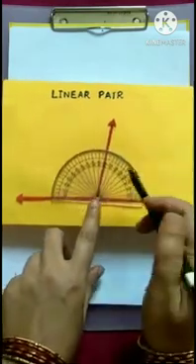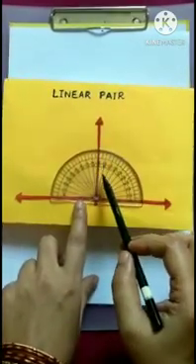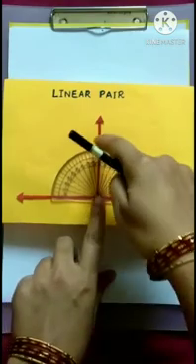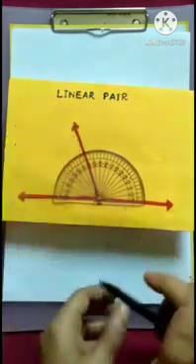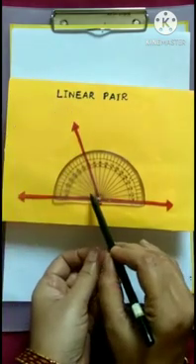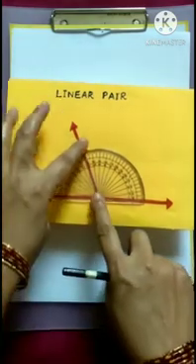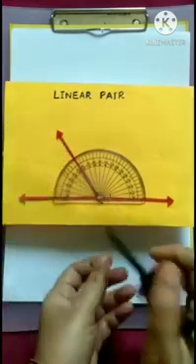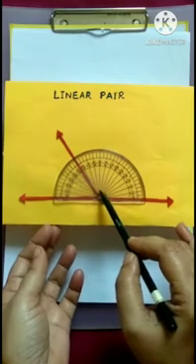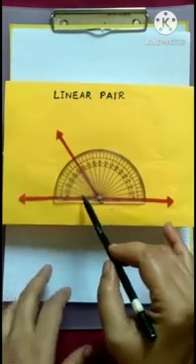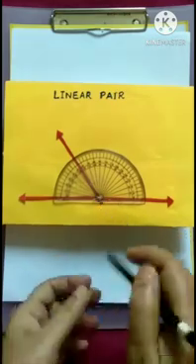Now you see here. 90 degrees plus 90 degrees is 180 degrees, which forms a linear pair. Now you see here. Here 70 degrees and here 110 degrees, which is 180 degrees, forms a linear pair. Now can you say the angle here? Here 55 degrees and here 125 degrees. So 55 degrees plus 125 degrees is 180 degrees, which forms a linear pair.